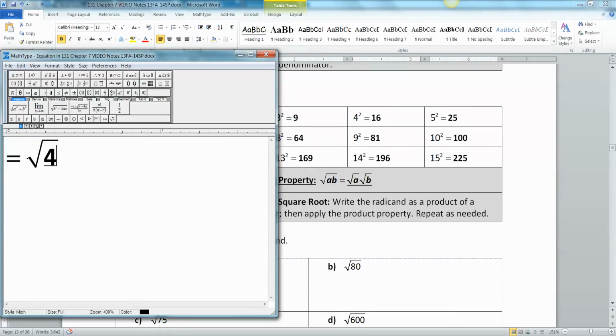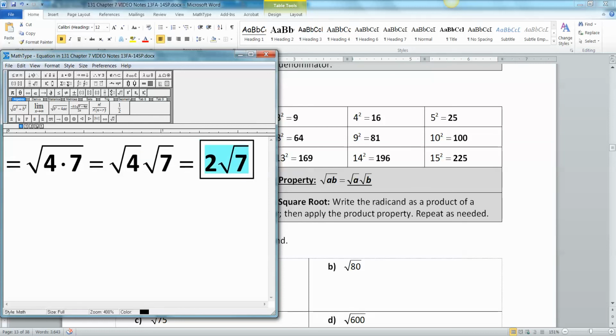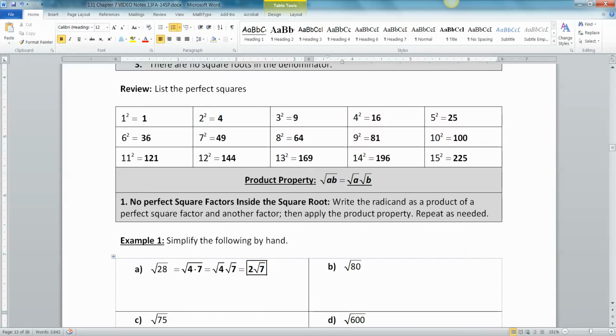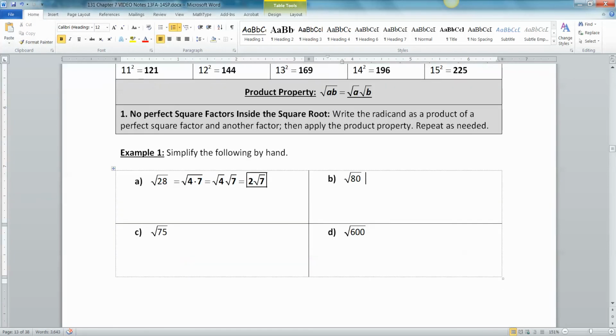So this is the square root of 4 times 7. Now, according to the product property, that's the square root of 4 times the square root of 7. But the square root of 4 is 2. So it's 2 square root of 7. And there you have your result. Done. You've done your first simplification.